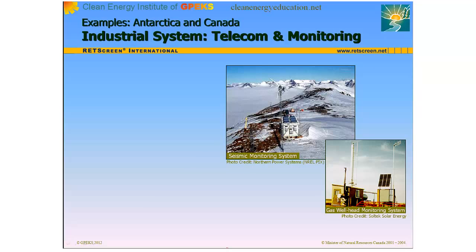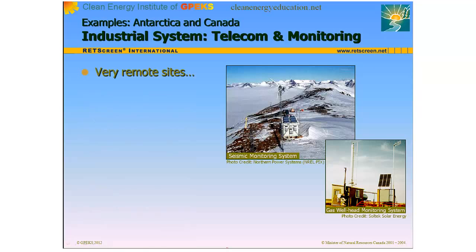Industrial systems for telecommunications and monitoring. Examples from Antarctica and Canada. Photovoltaics power thousands of off-grid industrial loads the world over. PV's high reliability makes it ideally suited to critical loads such as telecommunications equipment and monitoring systems. Many of these loads are very remote.